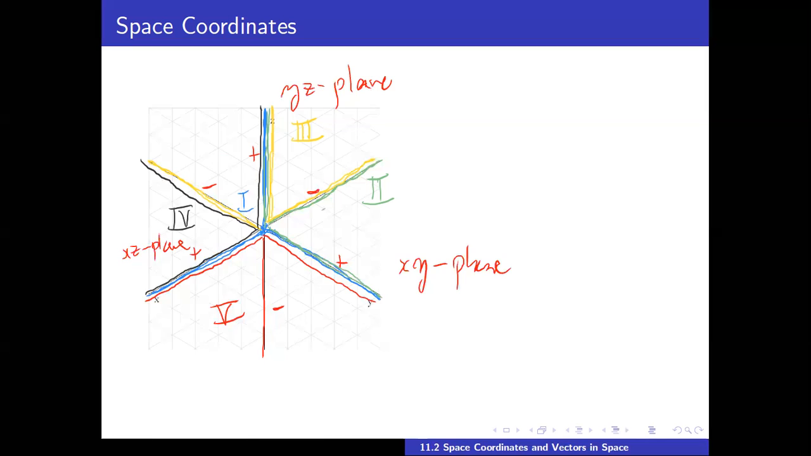Okay, that sort of includes the X axis and the Z axis. Those 3 planes slice up space into the 8 octants we just were talking about. Okay.